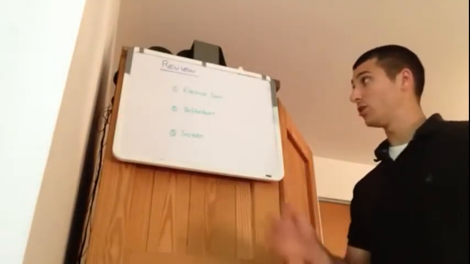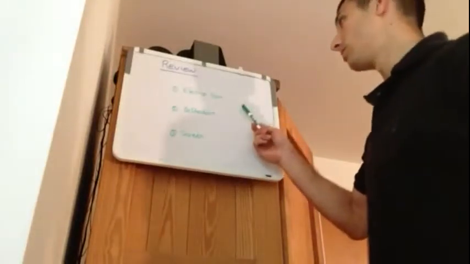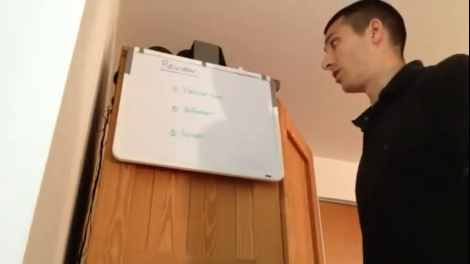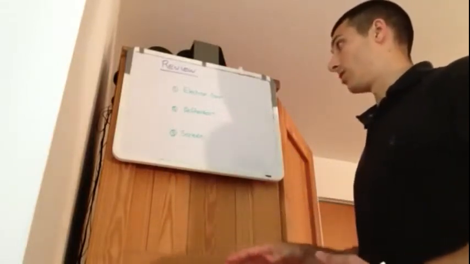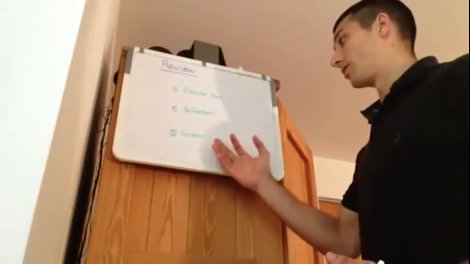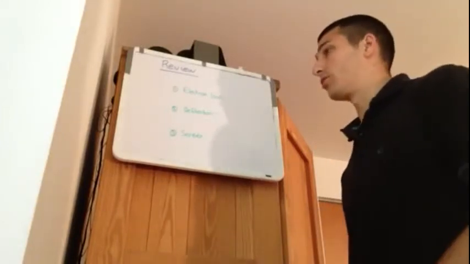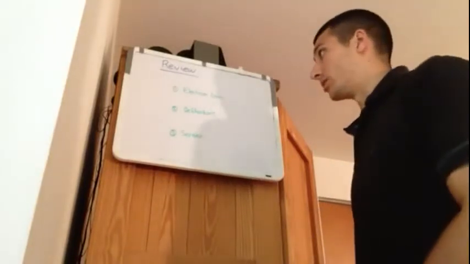What was the function of each? We said the electron gun is going to be to produce an electron beam. Then we're going to have the deflectors to direct the electron beam. And the screen is where we're going to project the electron beam for visual purposes.